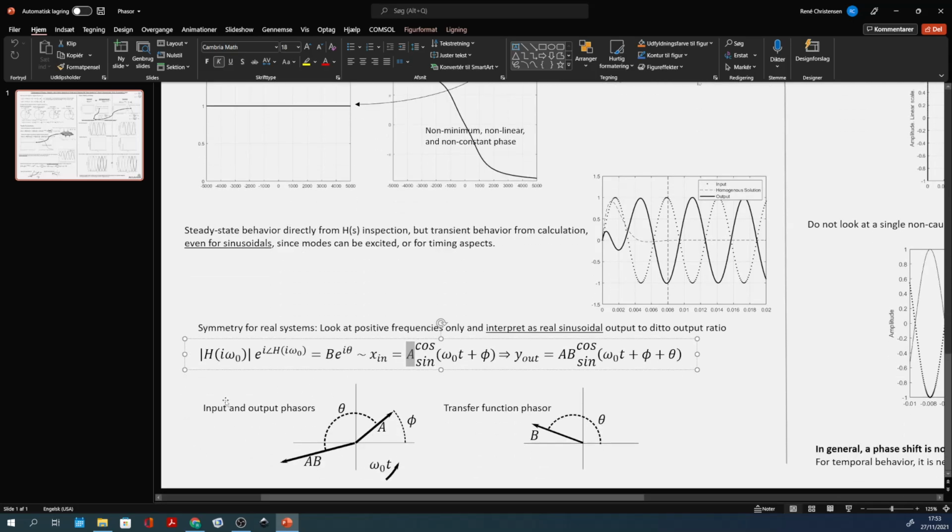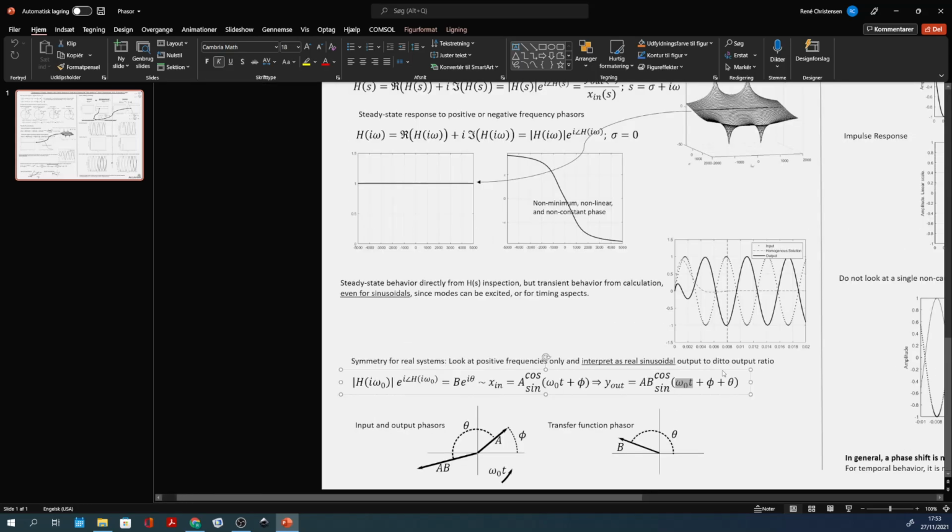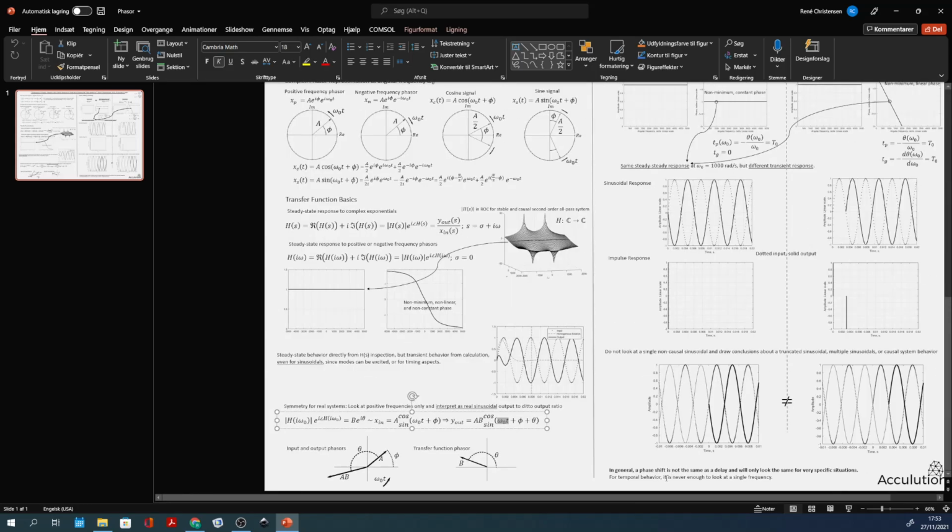And then you can plot the input and output phases. You can plot the transfer function phasor on its own. That's the way to study it. These are the phases that we're interested in, not this one. We're not shifting anything in time yet.